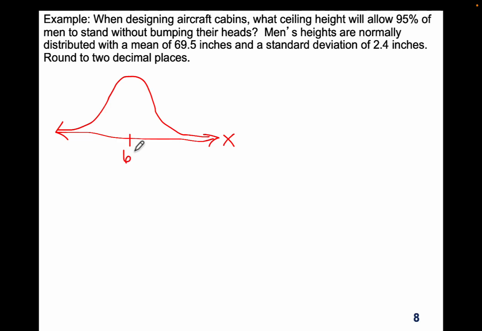Mean height for men from this data set, our population, 69.5. Standard deviation, 2.4. And this time we want 95% of men to be able to stand. So the tallest guys are going to be the issue. They're going to have to duck down. So we're going to start shading in the shortest until we have what looks like 95% shaded in.